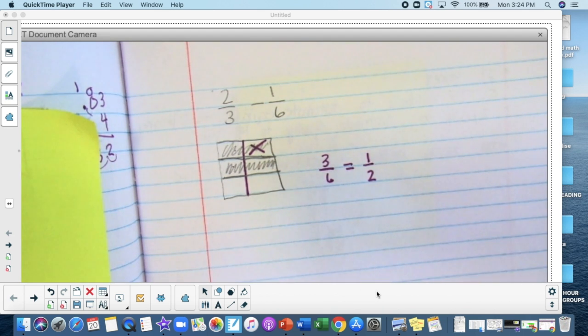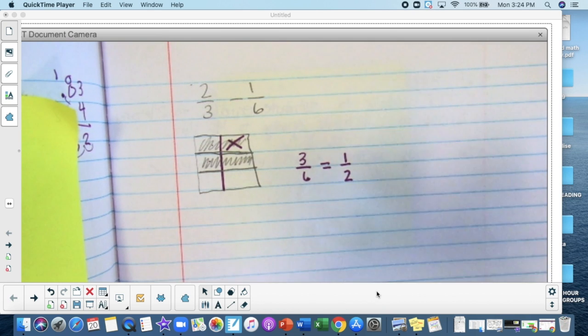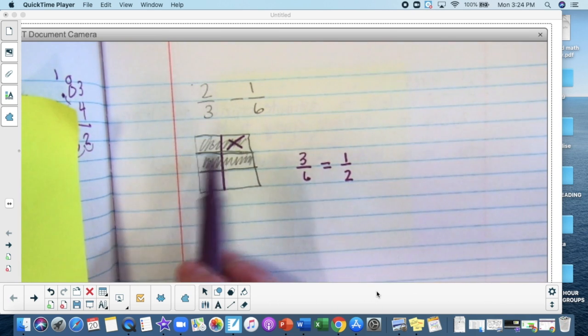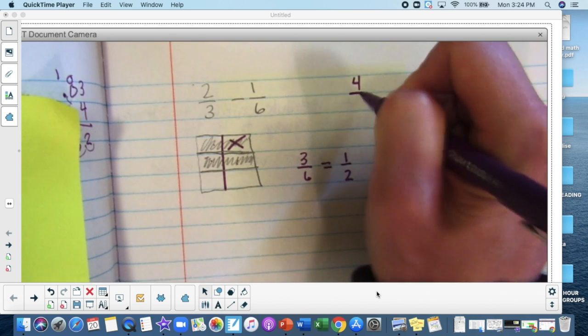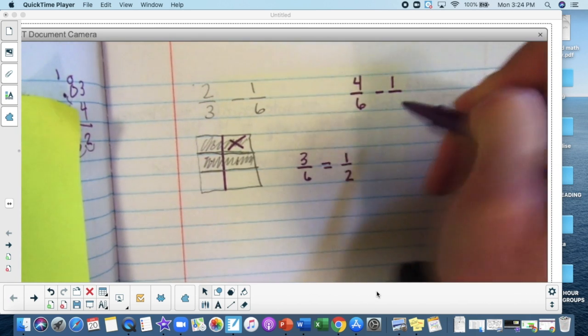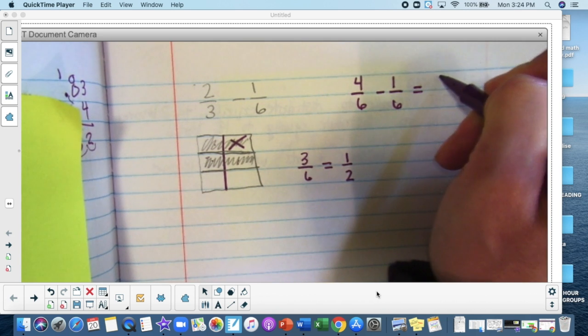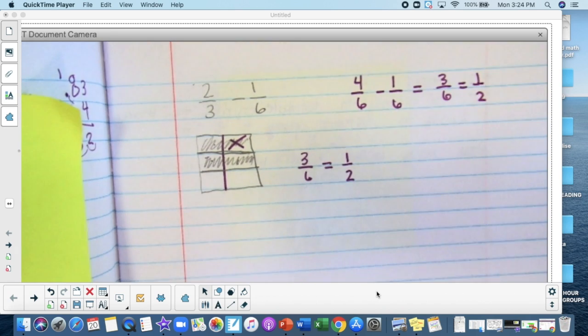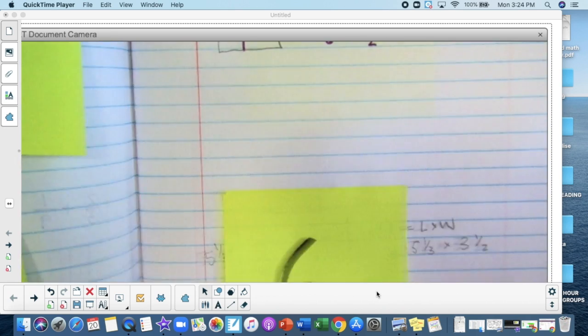The way it would look as far as an algorithm is concerned is I could turn my 2/3 into 6ths, which when I saw it here, it's 1, 2, 3, 4, 6, minus 1/6 is equal to 3/6, which is equal to 1/2. Okay, moving right along to number 6.